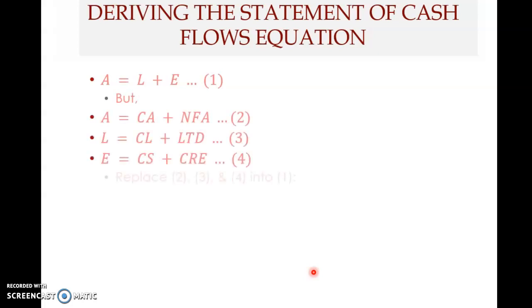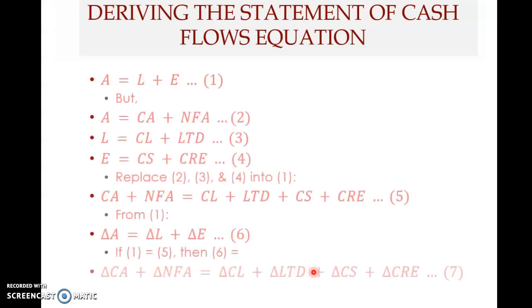Now what we are going to do in the next slide is to derive, as the slide says, the statement of cash flows equation. This is similar to what we have done in the previous chapter. We take the balance sheet identity first, which is assets equals liabilities plus equity, and then we expand each item: assets into current assets and net fixed assets, liabilities into current liabilities and long-term debt, and equity into common stock plus cumulative retained earnings. And we have this equation here. This is what we have covered earlier.